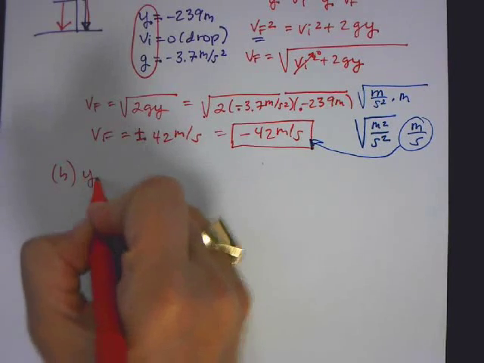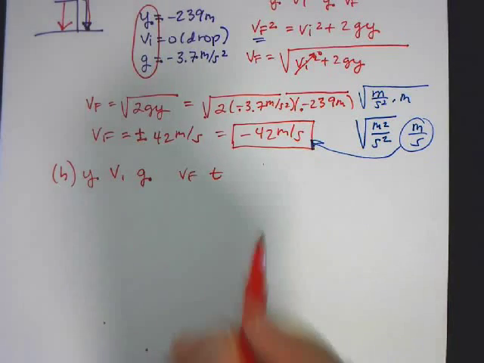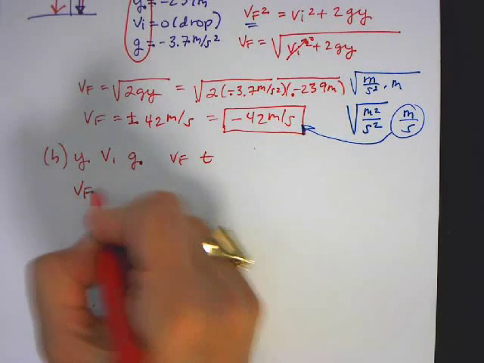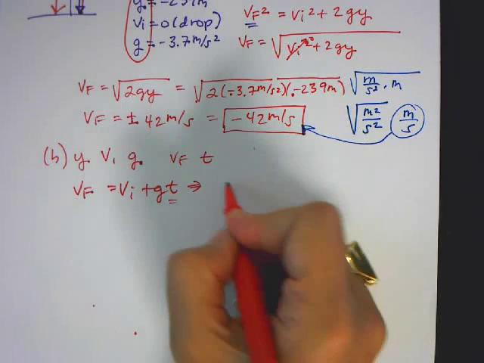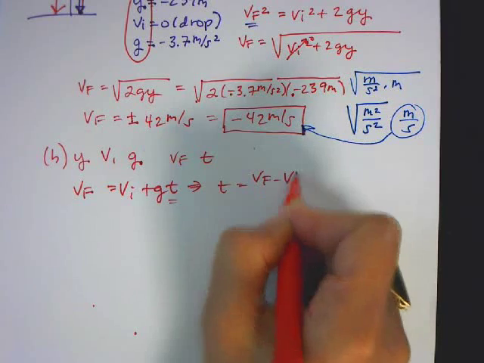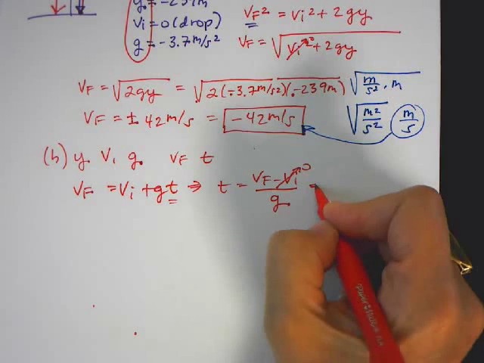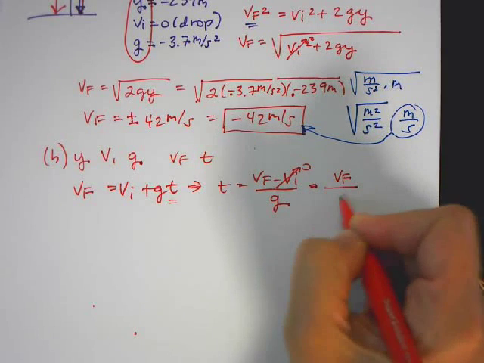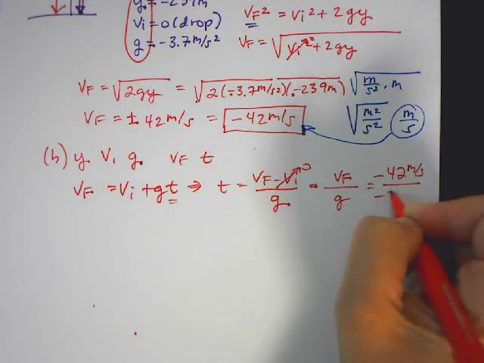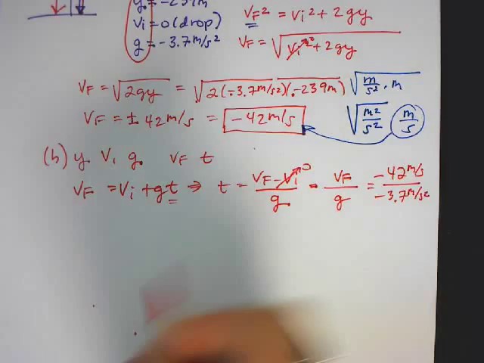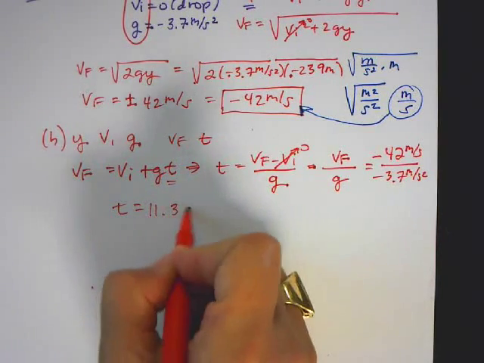All right, for part B, we want to find the time. So I have Y, I have VI, I have G. I just found VF, and I want to find T. So I'll just use the equation VF is equal to VI plus GT. I'll rearrange the equation to solve for T. So T is equal to VF minus VI over G. Remember, this is 0, so I can get rid of it. So it's just going to be VF divided by G. So it's going to be negative 42 meters per second divided by negative 3.7 meters per second squared. And this is going to come out, remember, time has to be positive, 11.3 seconds.